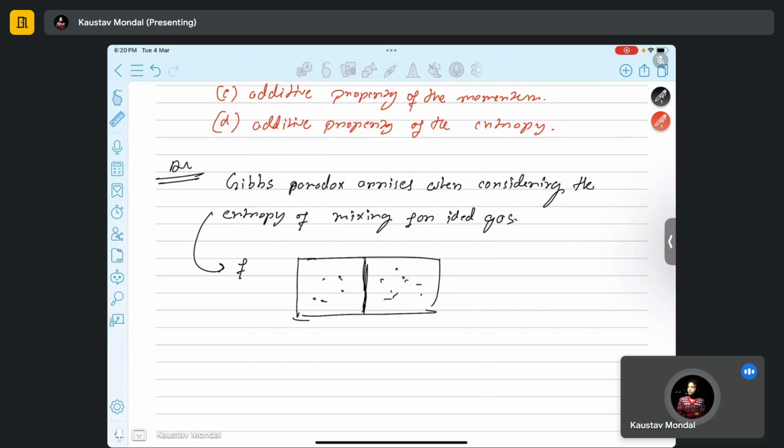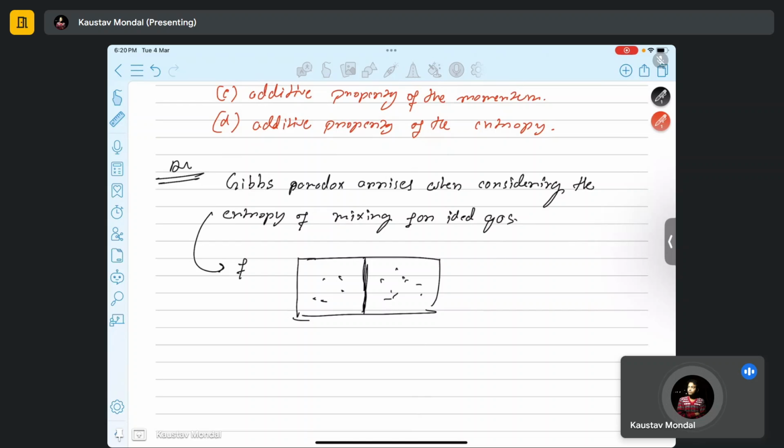Now if you remove this partition, when two gases are mixed with each other, it leads to an entropy increase, which shouldn't happen, right? So why are you getting this incorrect result? The reason is that we are considering the identical particles as distinguishable particles, okay? Because in both cases the two gases are identical, right?